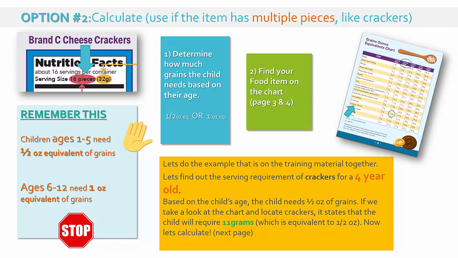Based on the child's age, the child needs half an ounce of grains. If we take a look at the chart and locate crackers, it states that the child will require 11 grams, okay? Which is equivalent to half an ounce. Now let's calculate on the next page.